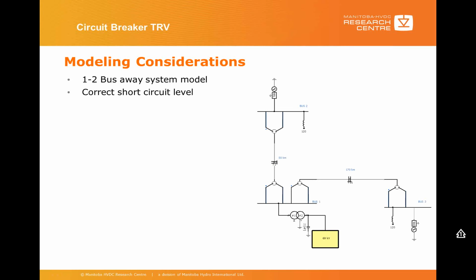This is a simple example of system representation. Here, my interest is the low voltage side, the 69 kV side of the system. This is a 138 kV system, and my representation is just one bus away from my station of interest. At the boundaries I have put a Thevenin equivalent, which will give me the correct short circuit level at the station of interest for the study.